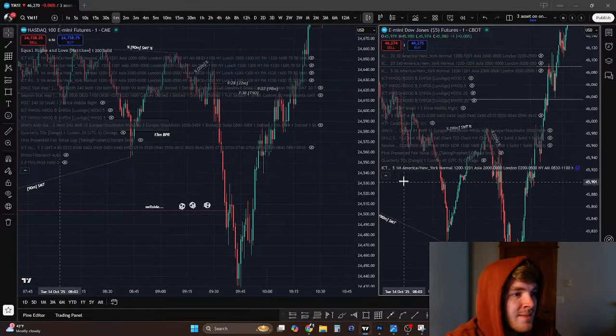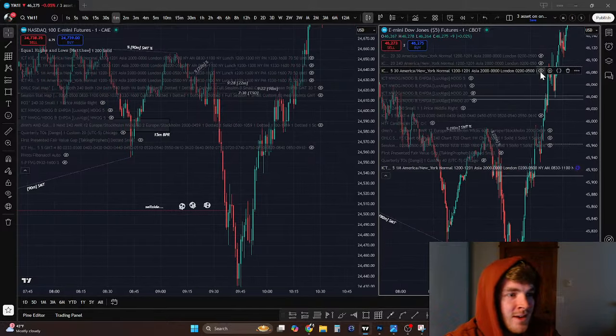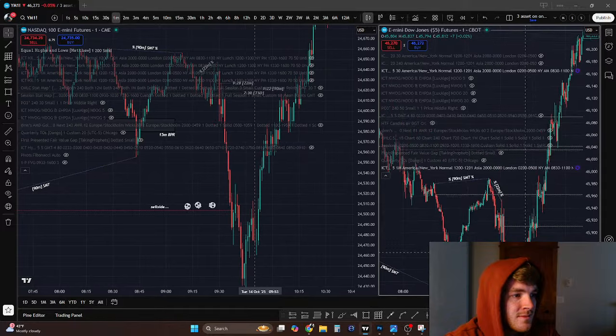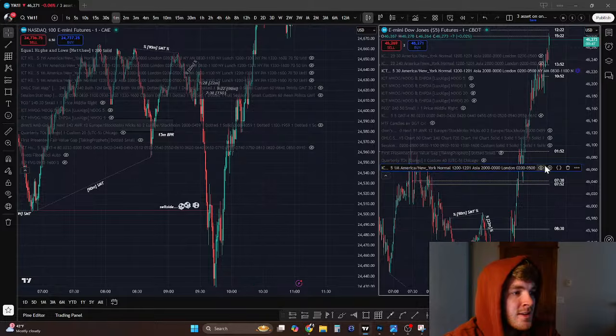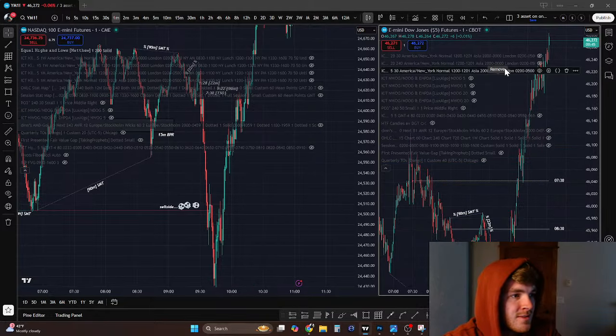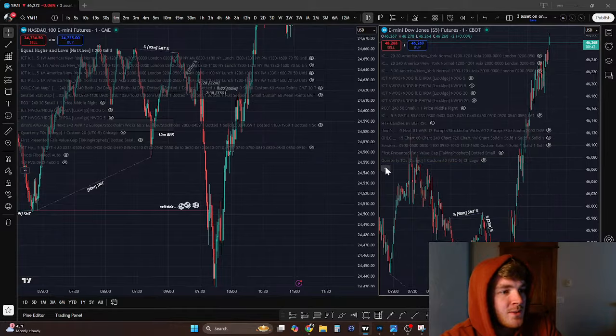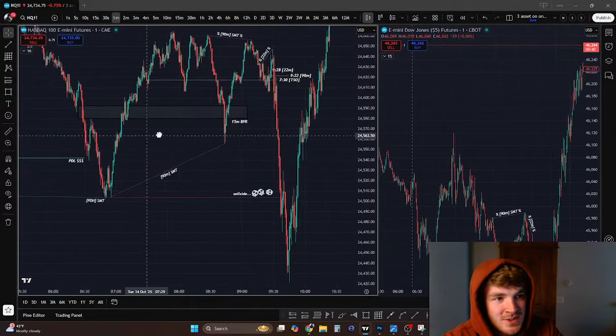So yeah, YM did not really use true opens at all. YM's true opens were all the way up there. Once again, only one asset needs to really take the true opens.